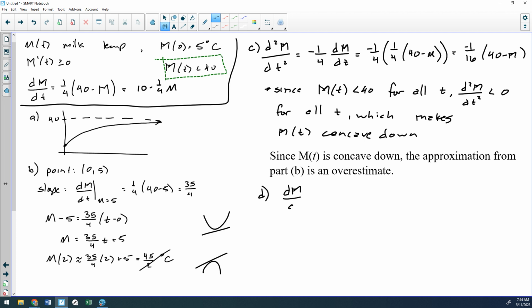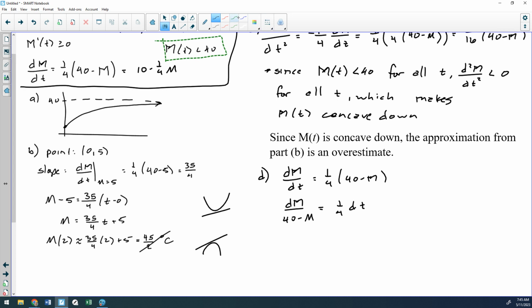dm/dt, I'm going to rewrite the differential equation, is 1/4 of (40 minus m). And we're going to solve that through separation. So I'm going to divide by the 40 minus m: dm divided by 40 minus m is 1/4 dt. There, you probably got 1 point for the separation.